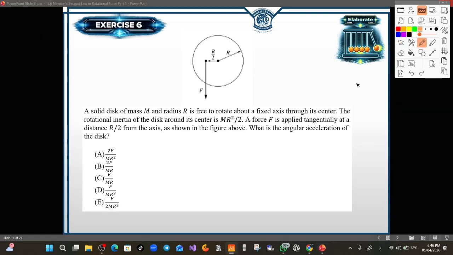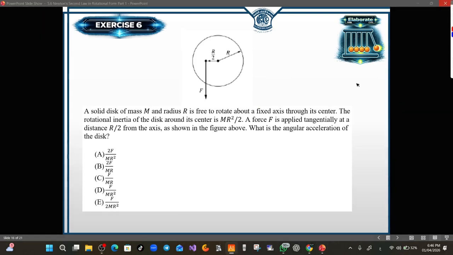A solid disk of mass capital M and radius r is free to rotate about a fixed axis through its center. The rotational inertia of the disk around its center is Mr squared over 2. A force F is applied tangentially at a distance r over 2 from the center of the disk, as shown in the figure above. What is the angular acceleration of the disk? So here again, we need to apply Newton's second law in rotation form. Alpha is equal to tau net over I.